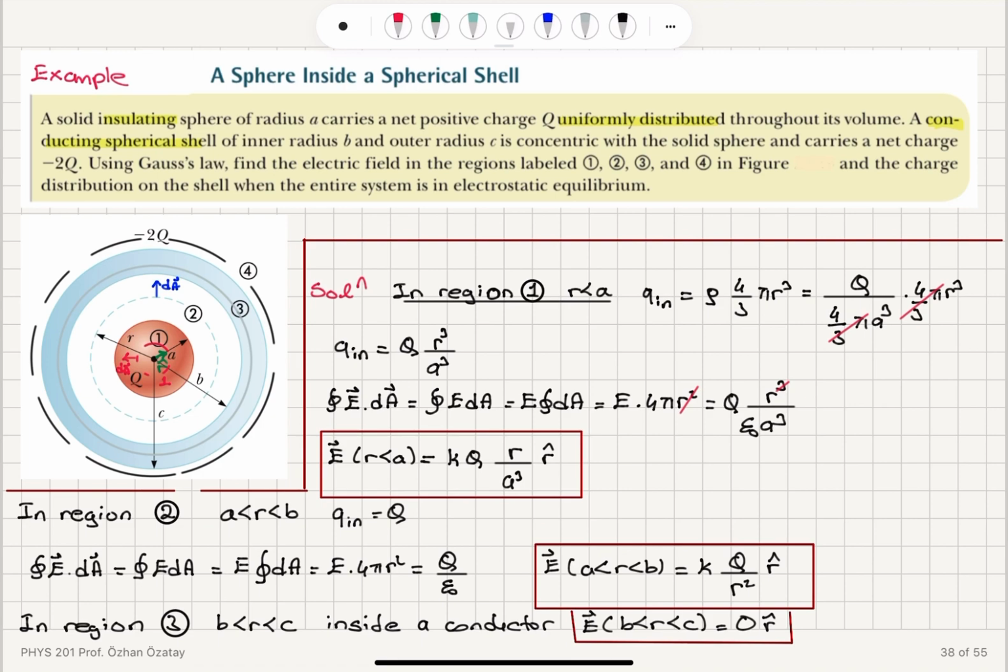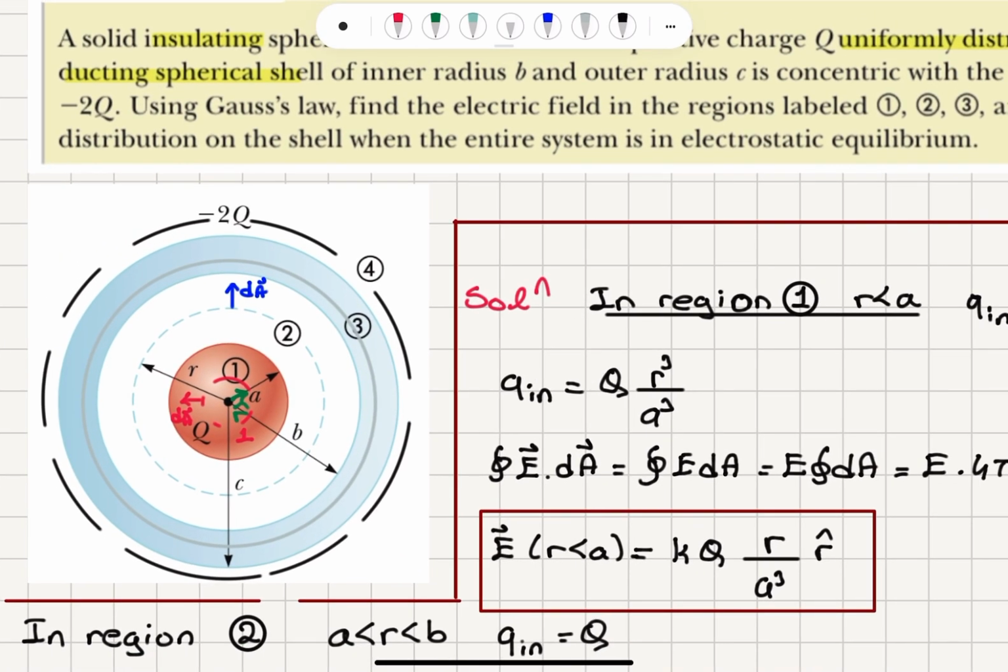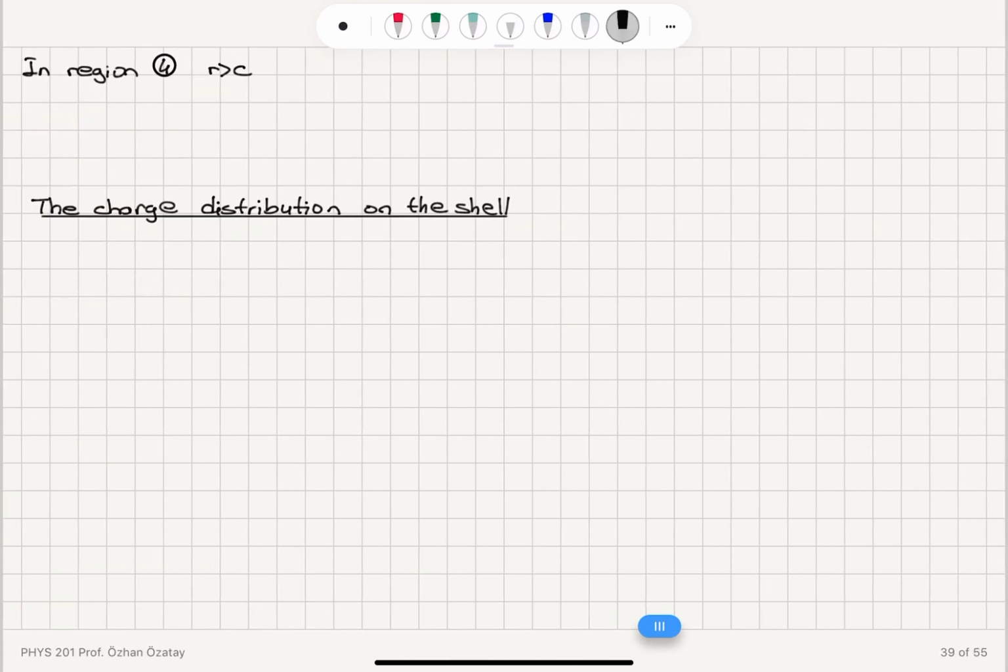All right, so let's move on to region 4. Now region 4 is outside the conducting shell. So what is the total charge enclosed now outside this conducting shell? Well, we were told that this conductor is charged to minus 2Q, and this insulating sphere is charged to plus Q. So we would have a total charge in the region r greater than c. The charge enclosed will be minus 2Q plus Q, which is minus Q.